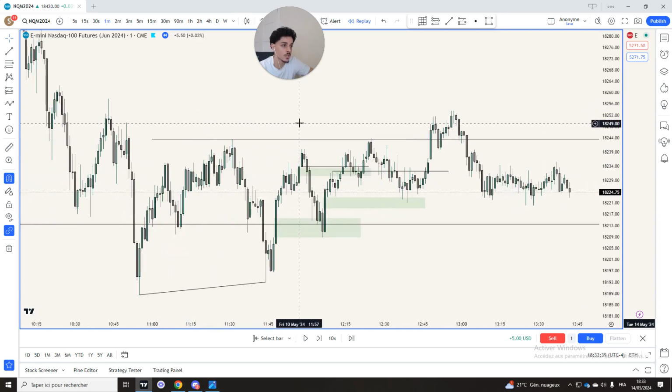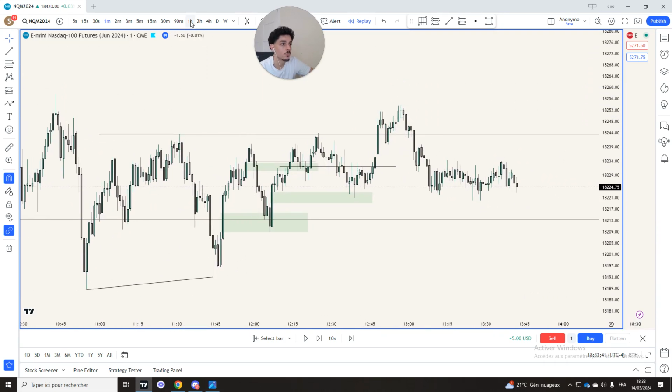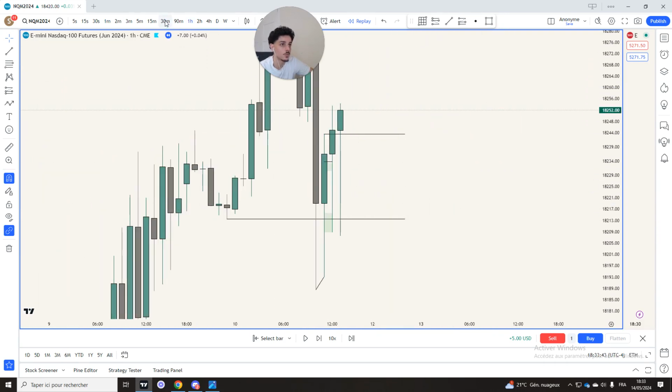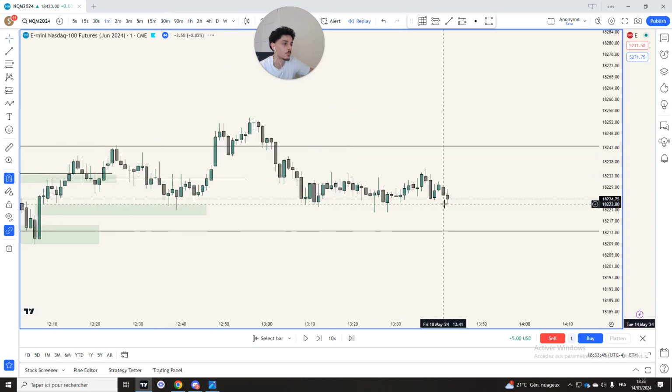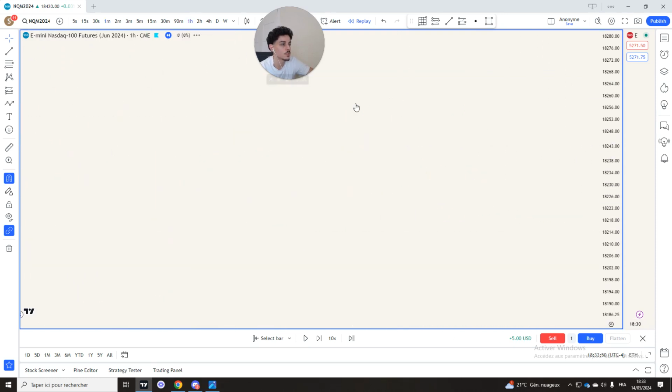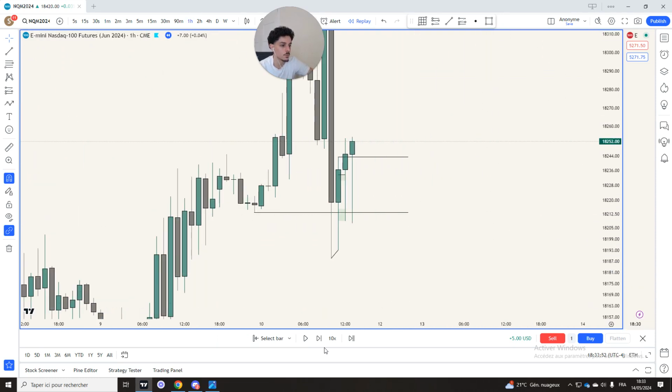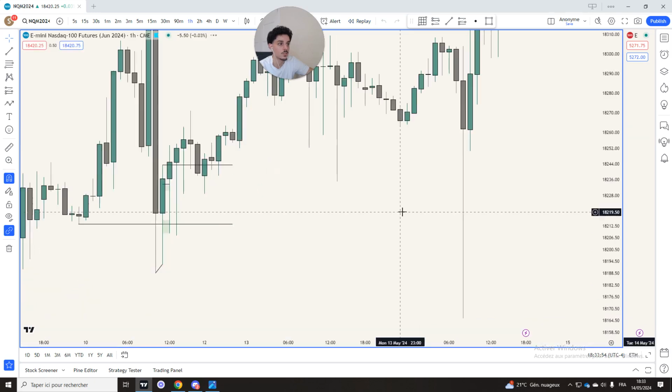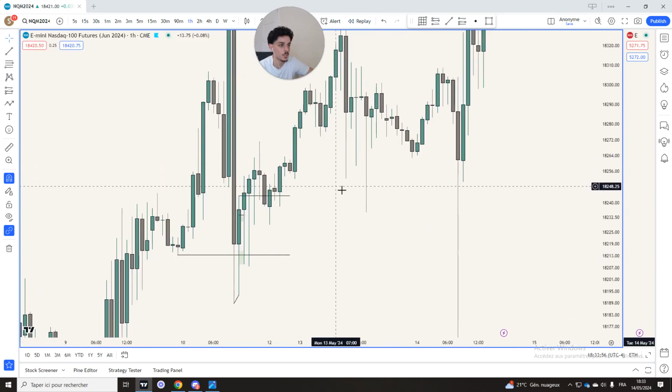So for the new guys or the people who are watching, focus on the H1 draw on liquidity and the 30 minute. If you can master this, you're making money easily in the market, easily, because time is fractal. If you can understand this on the 30 minute, then you can understand it on the 15 also. And there's plenty of trades to take like this.